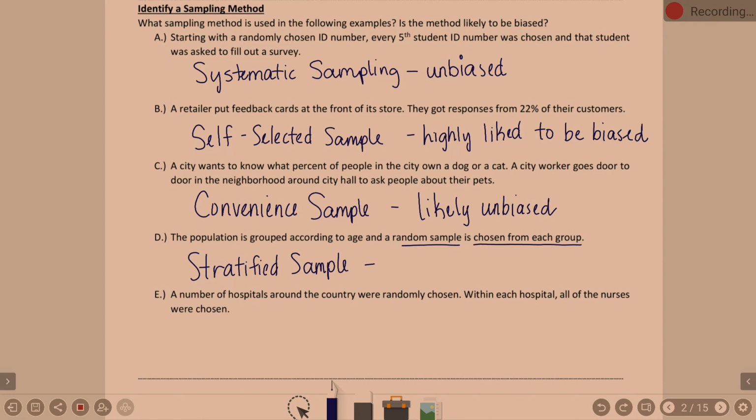Thoughts on bias? Yes, they grouped according to age, but then they picked from each age group, didn't they? So again, no guarantees, but most likely unbiased is how I have it phrased in my notes.